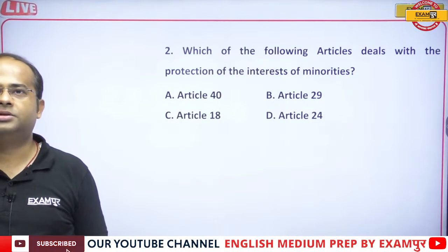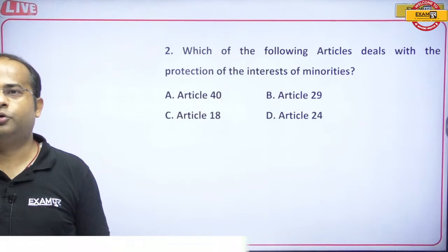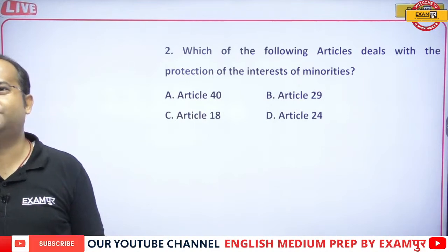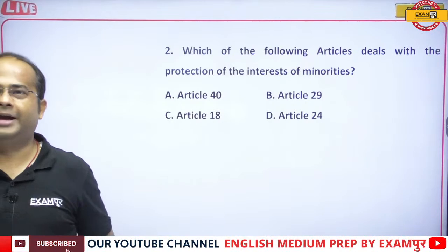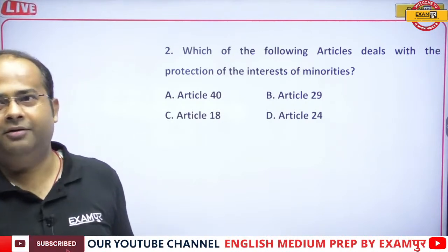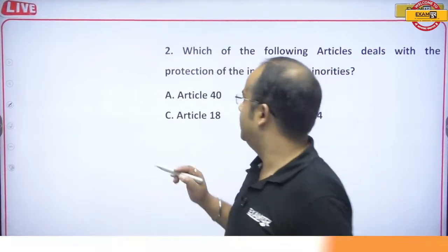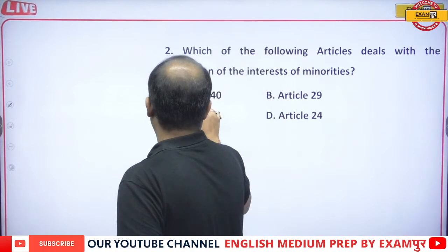Now, which article deals with the protection of the interest of minorities? It will be easy for you to eliminate the options, guys, because you all know which article is related to what. Okay, everyone is saying Article 29. Very good, Jagdishwar, and everyone is saying Article 29. That's good. Article 40 is related to the organization of village panchayats.